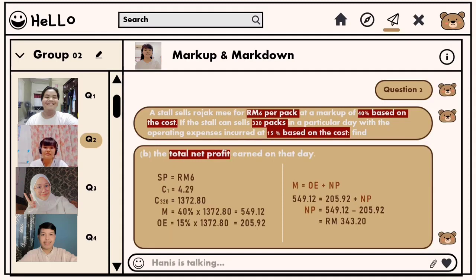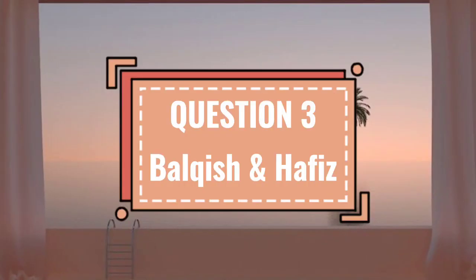Total net profit for that day. So we take our information. We can use this formula: M is equal to OE plus NP. Therefore, 549.12 equals 205.92 plus NP. Therefore, NP is equal to 549.12 minus 205.92. The answer is RM343.20.